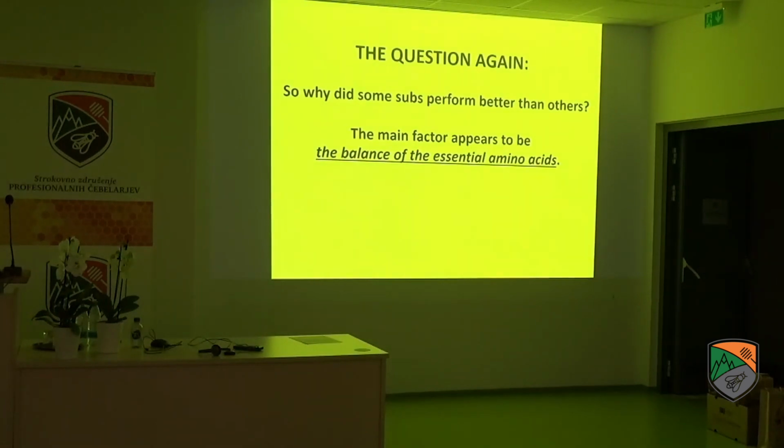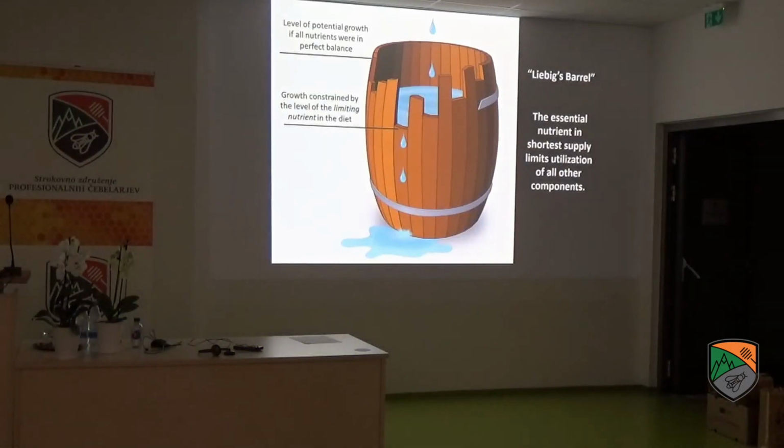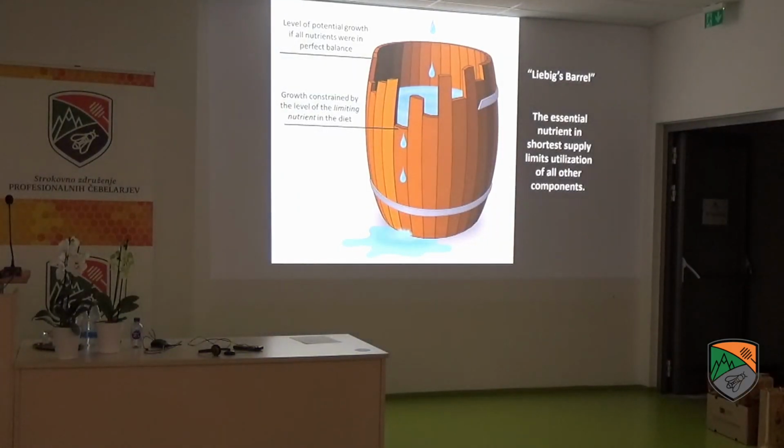Now, the next question: why did some subs perform better than others? Now we start the deep dive. You all go, oh no, not again. So we get to the concept called Liebig's barrel. Liebig's barrel says any living organism, whether it's a plant or an animal, requires a balance of nutrients for optimal growth. Imagine that all the nutrients were in balance, and each stage of the barrel represents one nutrient. One may be carbohydrates, one may be iron, one may be zinc, one may be the amino acid tryptophan, one may be vitamin C.